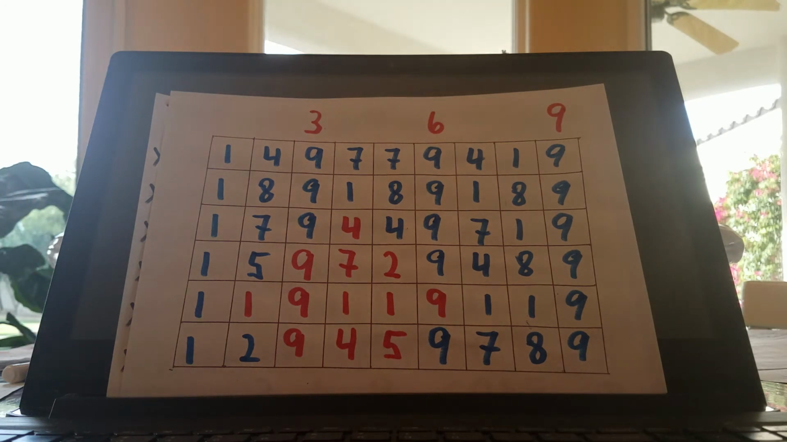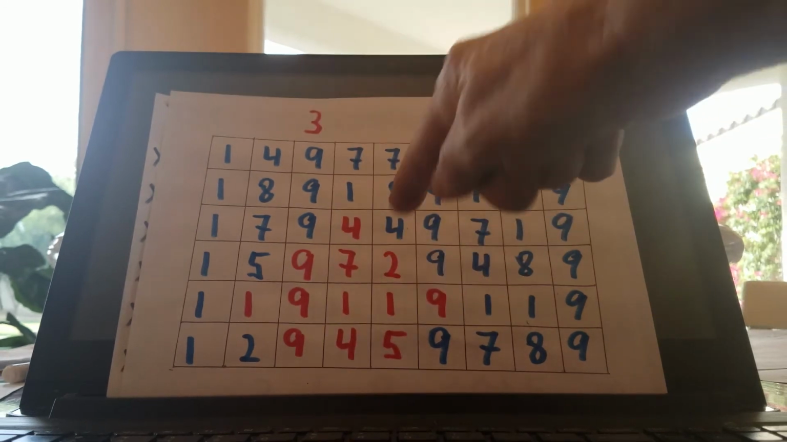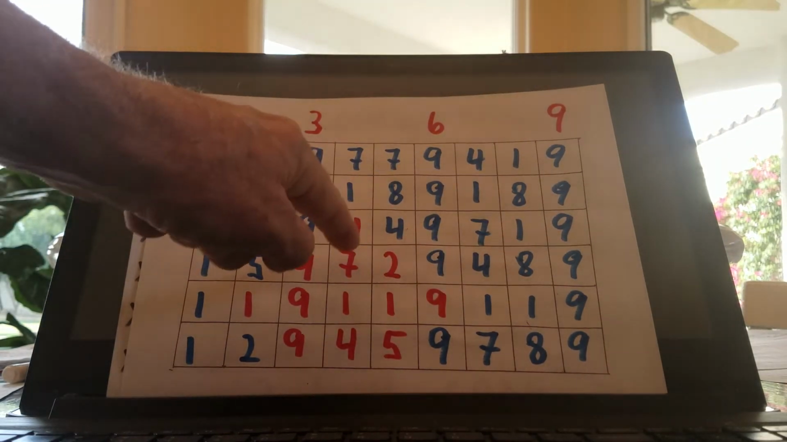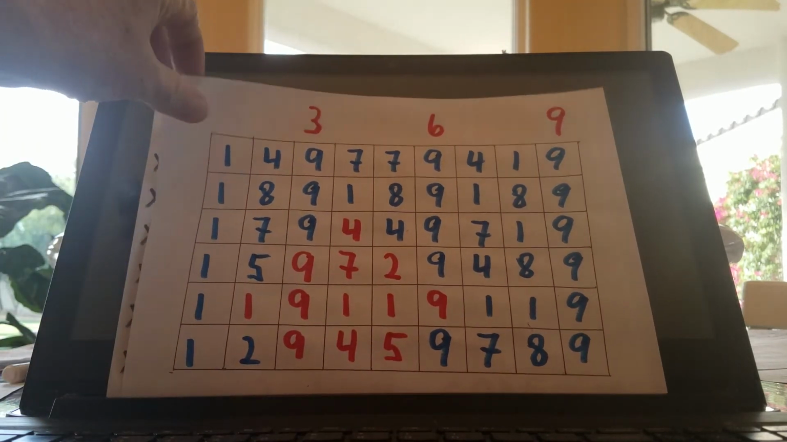We don't have 8 and 1. And we have 6s. We have 4 and 2s. Well, 3s. 2 and 1 is a 3. And 7, 4, and 1 is a 3. And 4 and 5 and 3 is a 3.